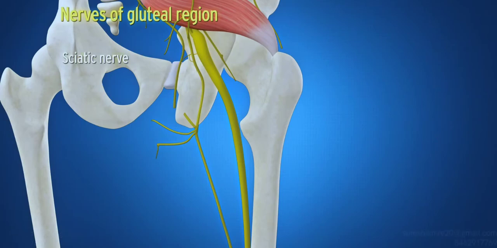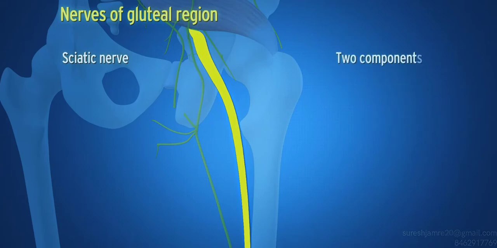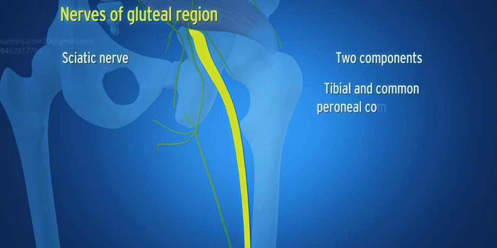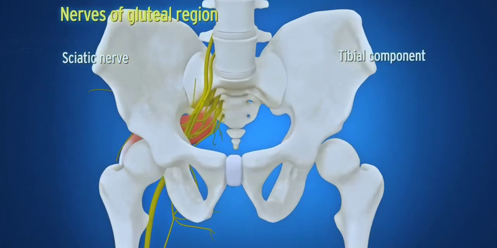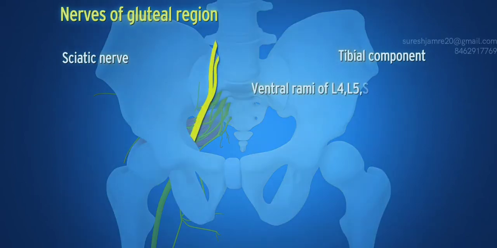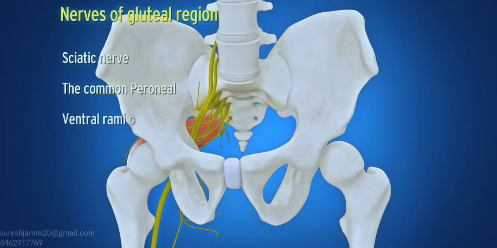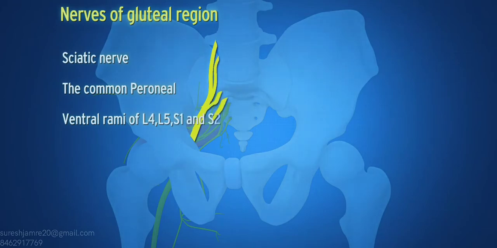Sciatic nerve. It is the widest nerve of the body, measuring about 2 centimeters in width. It consists of two components, tibial and common peroneal component. Both the components initially are in the form of a common trunk. Tibial component is formed by ventral branches of ventral rami of L4, L5, S1, S2 and S3. The common peroneal component is formed by dorsal branches of ventral rami of L4, L5, S1 and S2.